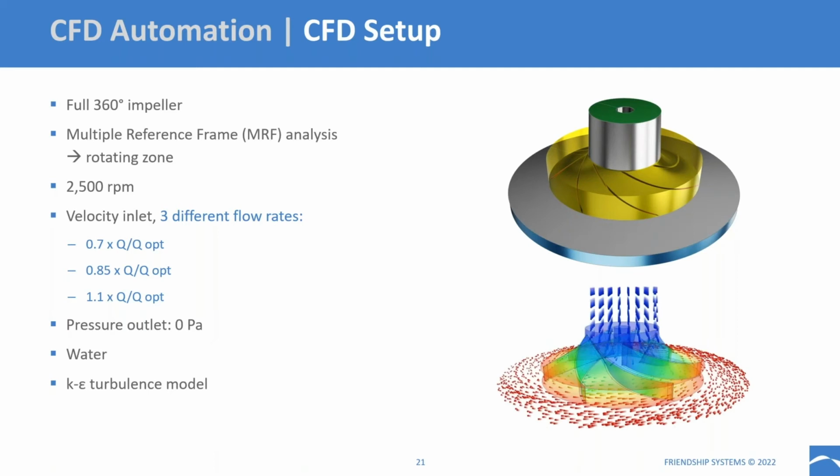We're computing 3 different flow rates in parallel, which are 70%, 85%, and 110% of the, say, design or optimal flow rate. We're using a pressure outlet, the fluid is water, obviously, for a heating circulator pump, and a K-epsilon turbulence model.